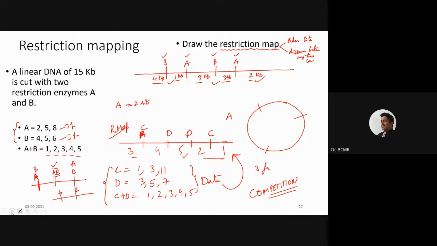Okay, that's about restriction mapping. This is one of the easiest ones. There will be complex problems when I give the assignment. Okay.